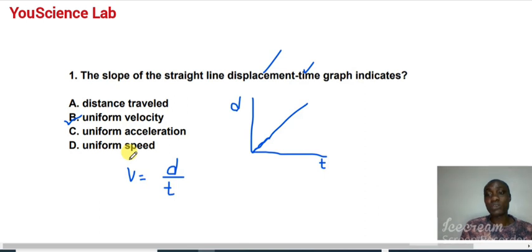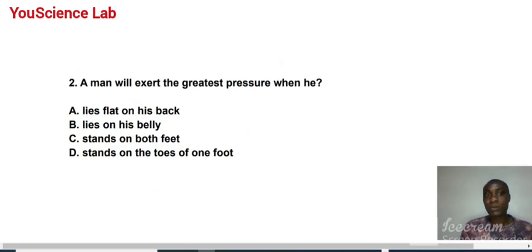So you see what I've done. Even if you don't understand what this means, as long as you are dividing the first parameter by the second parameter, that should be able to tell you that velocity is defined as displacement over time, while speed is distance over time. So assuming it was distance, then this should have been uniform speed. Okay, question number 2.